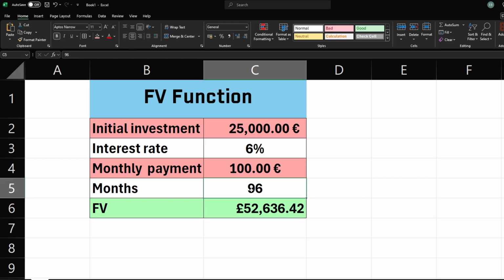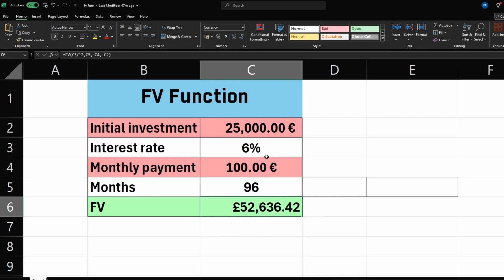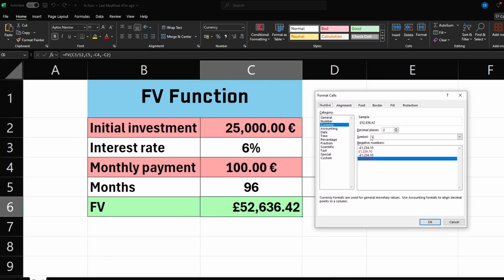If the result is currently displayed in pounds, but you want it in euros, you can easily change the formatting in Excel. Right-click on the cell, choose Format Cells, and in the category Currency you can choose which you want.